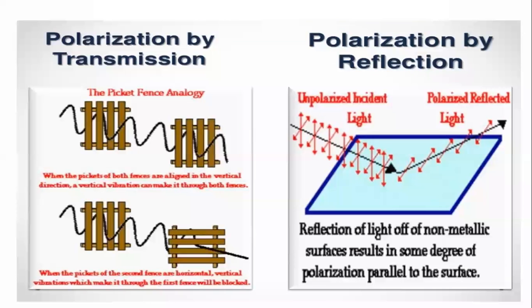In the other case, how polarization happens by the transmission line and how by reflection. By looking at this figure, you can identify easily what is going on. So what we are talking about here is polarization by the transmission line. We know very well the sinusoidal wave which is traveling from one point to another point on the transmission line.